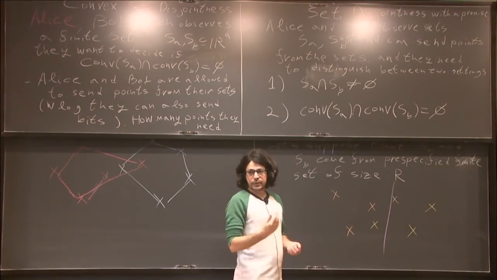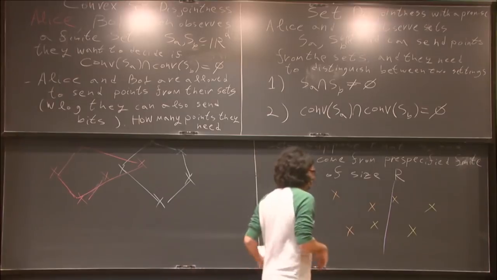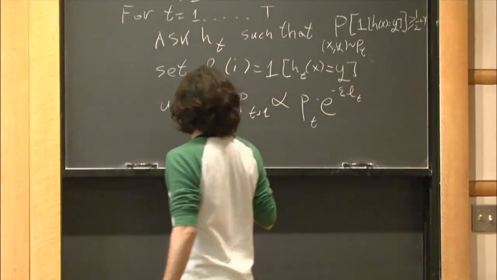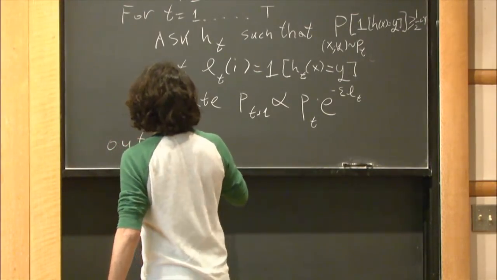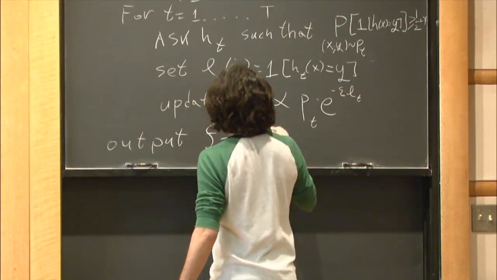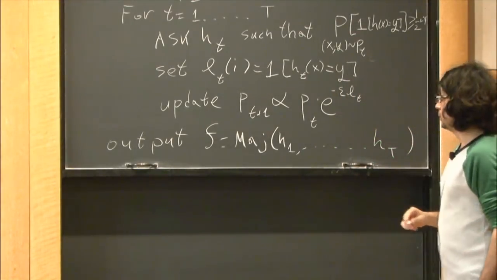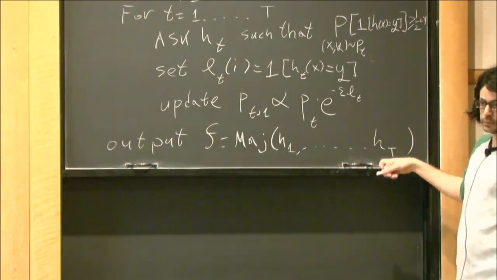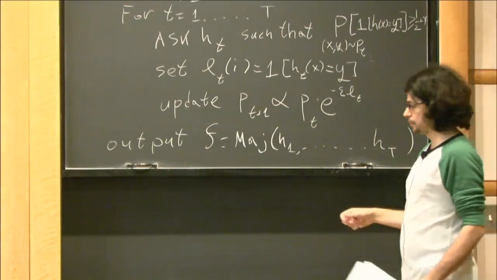And what we want to show is that eventually, using this, what do I output? Eventually I will output the majority. Let's call it F, which is the majority of all the hypotheses that I saw so far. We have to say what capital T is. I didn't define it. So now I'm going to give the guarantees, and then we're going to choose T appropriately.